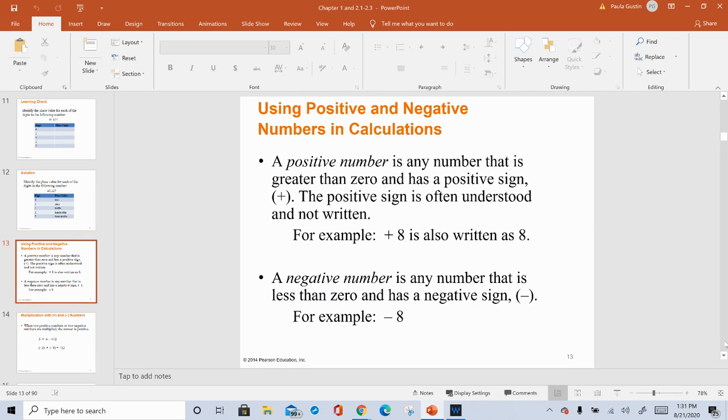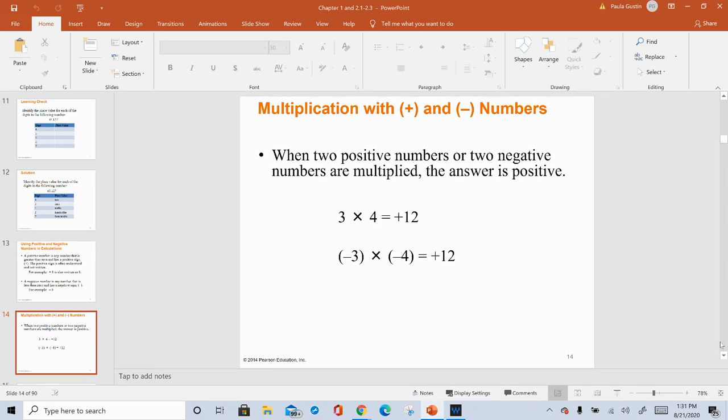Okay, when we're looking at positive and negative numbers, a positive number is a number that is greater than 0. Usually the positive sign isn't shown, so if I have the number 8, that would be assumed to be a positive 8. A negative number has the negative sign in front, and that's a number that's less than 0. So, just a quick math review.